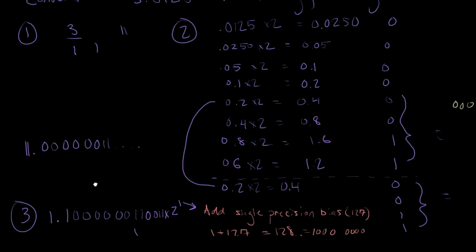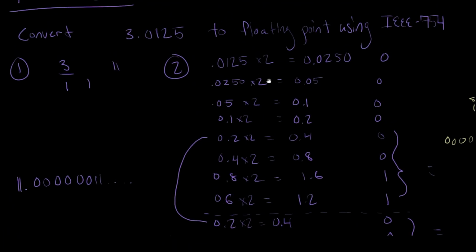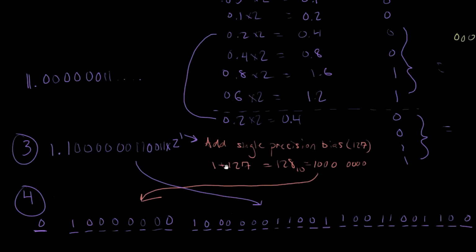Now we need to normalize the number, so that's step 3. We just move the decimal 1 place to the left, and that gets us 1.1, and so on, times 2 to the first. And then we have to use that bias number to get our actual exponent, so 1 plus 127, because we're converting to a float, not a double. So 1 plus 127 is equal to 128 in decimal, and then we convert the 128 to binary, which is 10000000.